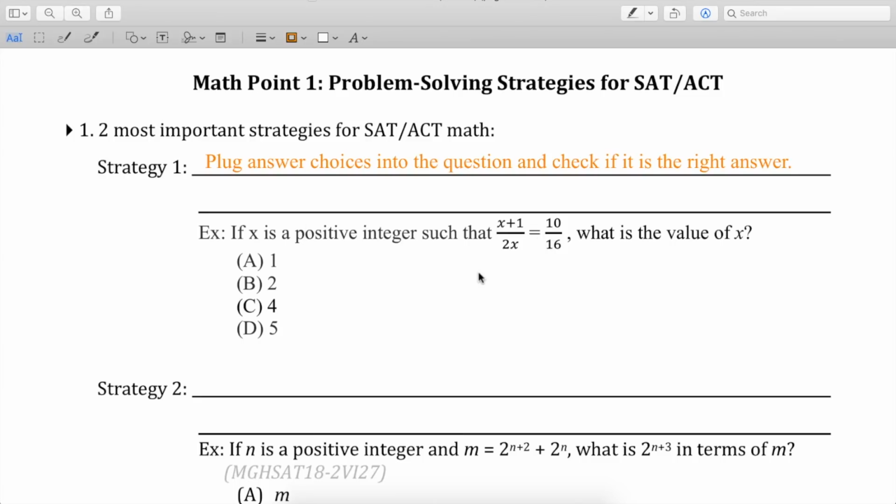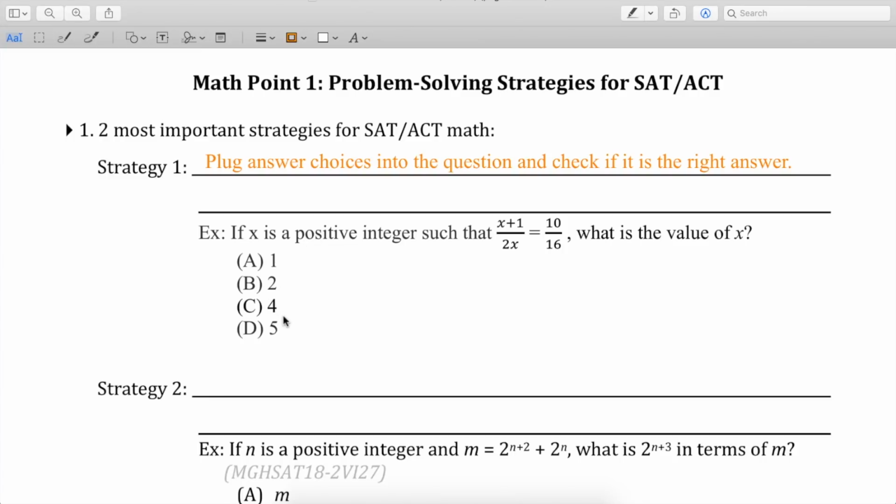There are a couple of ways to do this question. The typical SAT or ACT way is to do it algebraically, or maybe cross multiply. But let's say you forgot how to do that, or you just want to see if this strategy works. You know that the question is asking for the value of x, and given these four choices, x has to be either 1 or 2 or 4 or 5.